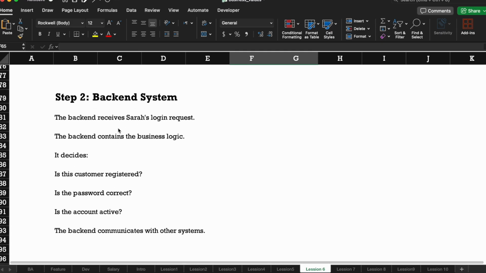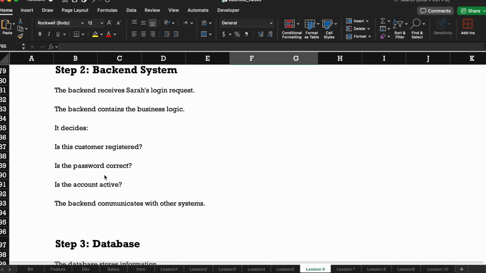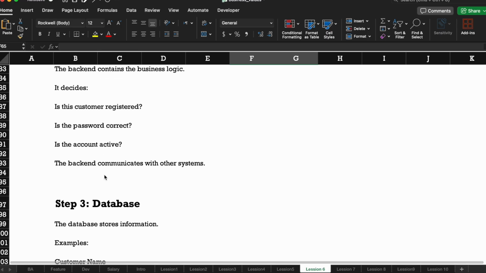Step 2, backend system. The backend receives Sarah's login request. The backend contains the logic. It detects the customer registered. Is the password correct? Is the account correct or active? The backend communicates with the other system.